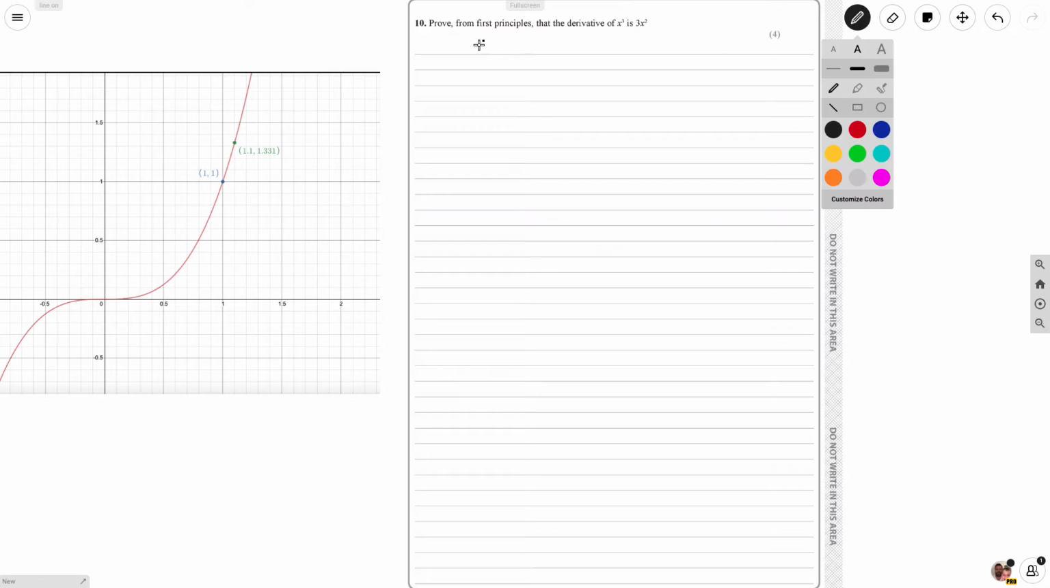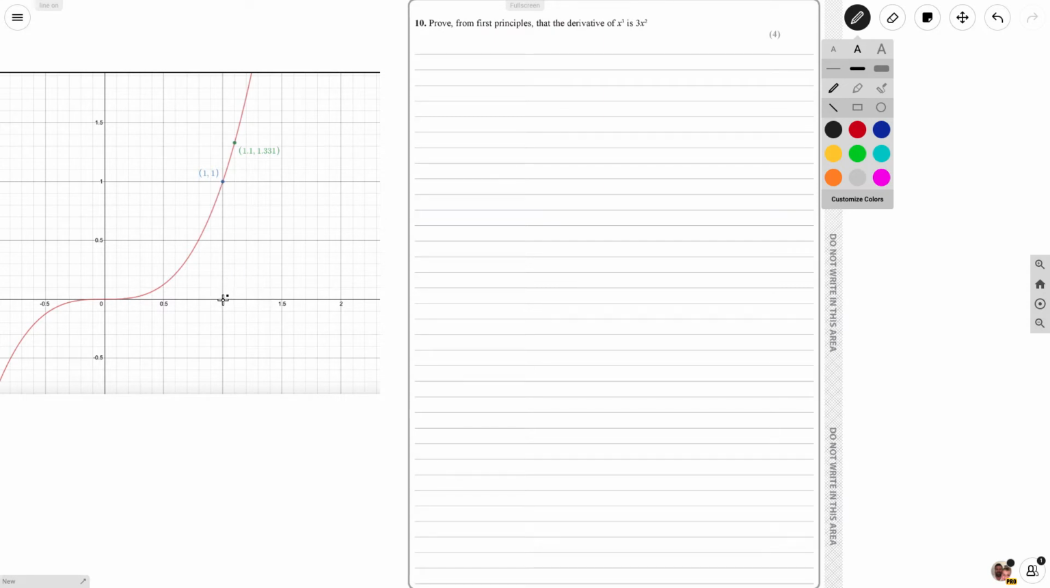What I will try to do is stick to just writing what you would write in the exam on the right-hand side here. Okay, so in terms of describing this, I've plotted the graph of y equals x cubed and zoomed in a little bit on it. And I've just picked a point at random really. I've picked the point (1, 1), but I could have picked any point on the graph.